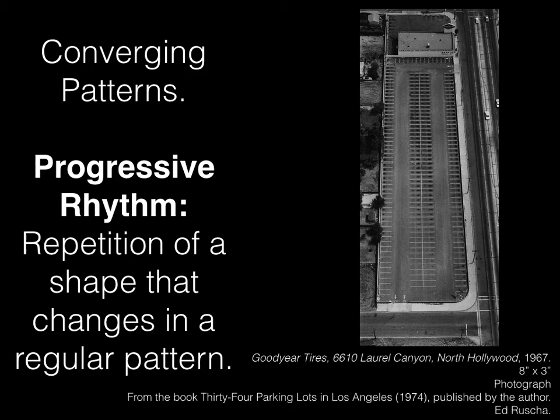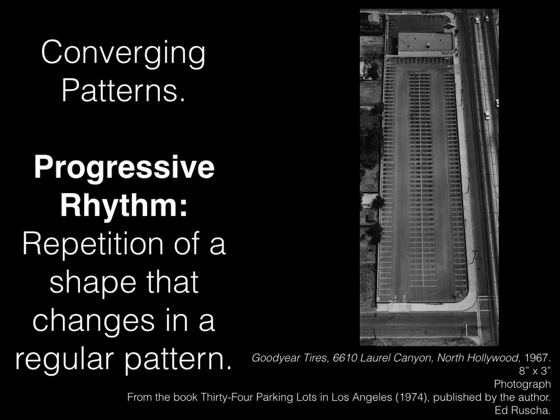Converging patterns. This is an example of progressive rhythm. Progressive rhythm is a repetition of shape that changes in a regular pattern. In this piece by Ed Ruscha called Goodyear Tires 6610 Laurel Canyon, North Hollywood, 1967, we see a parking lot that's photographed from way above, maybe from a plane. And in it we can see a couple of different patterns going on. The first pattern is created by the lines where the cars are supposed to park. But what makes this a progressive rhythm is that as the parking spots get closer to the building, which is at the very top of the picture, there's a darker value shift to them.